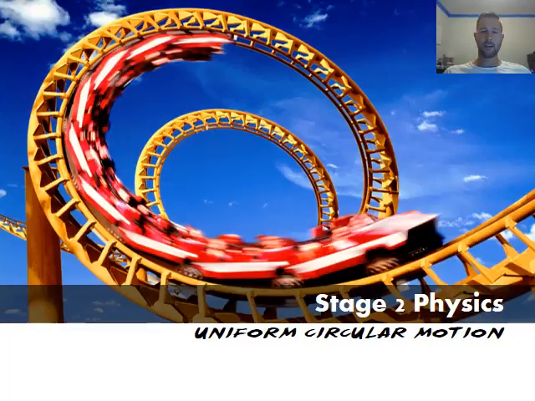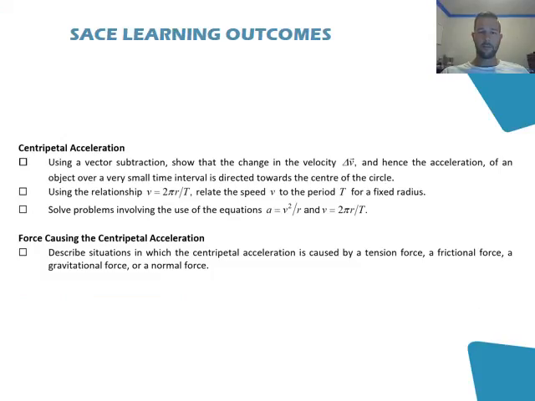This presentation will cover the second topic of the first chapter, which is motion in 2D. This presentation is on uniform circular motion. The following learning outcomes as required by SACE will be covered in this presentation, so you can pause the video now and tick them off in your book. The formulas in particular, though, will be covered in more detail in an example video.